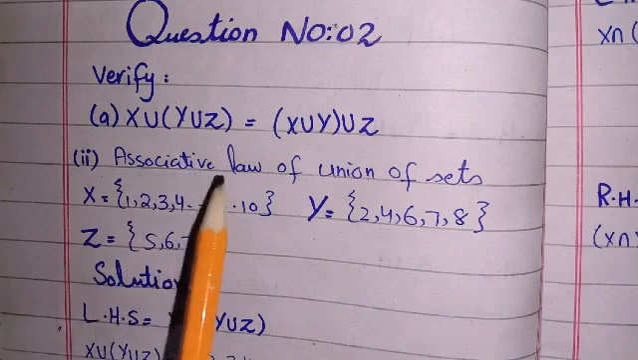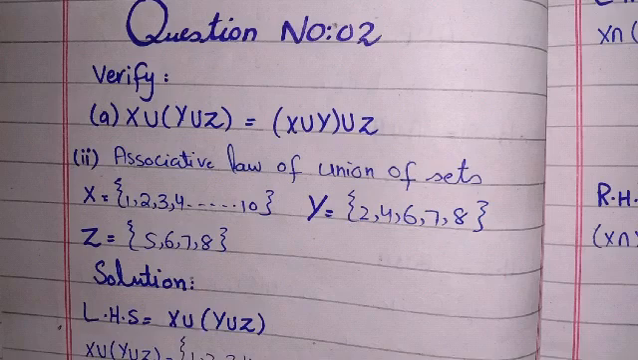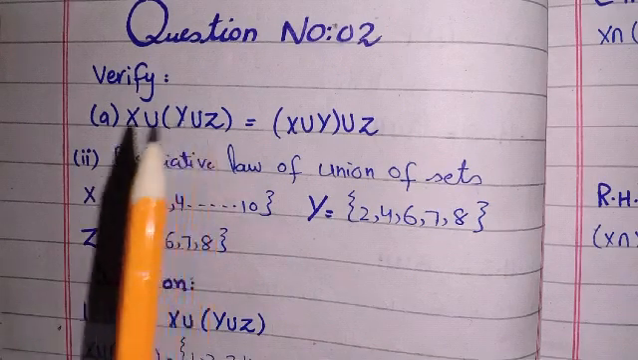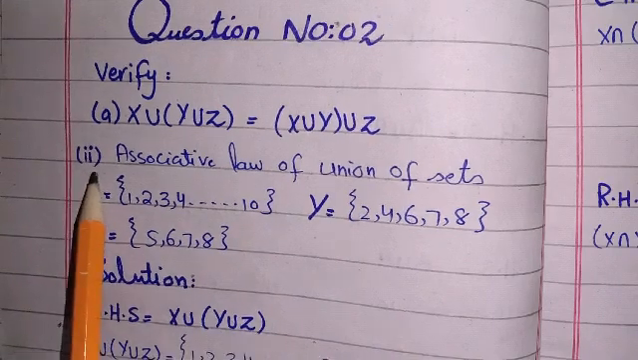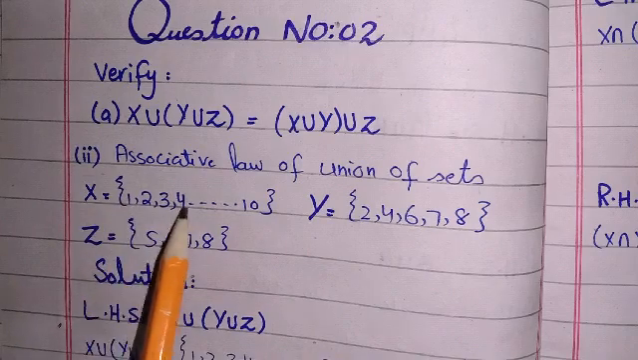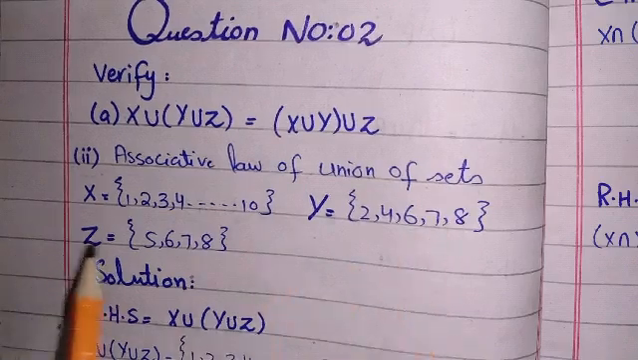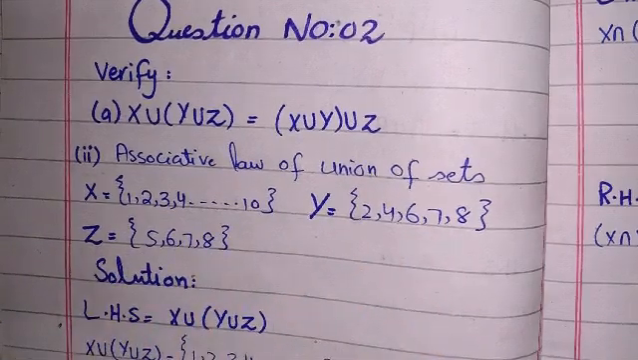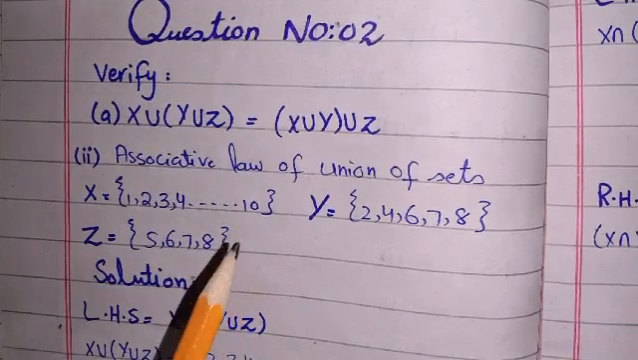Students, this is our associative law of union of sets. They gave us 3 sets and we have to verify this law by the use of sets. Now students, firstly we will solve our second question, which is X is equal to 1 2 3 4 up to 10. In Y we have 2 4 6 7 8, and in Z we have 5 6 7 8.